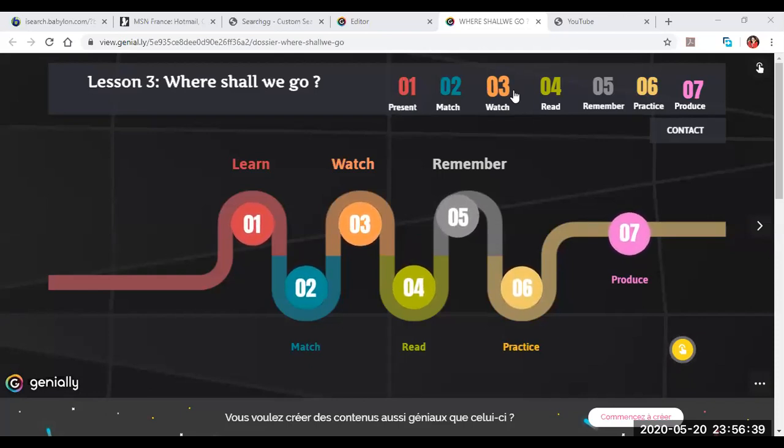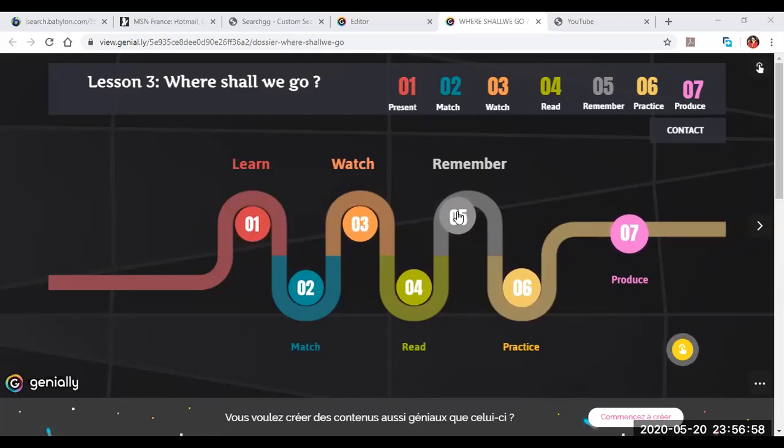Let's have a look at the lesson timeline to start with. In the first place, you are going to learn something new. Then you are going to match. After that, you are going to watch. After that, you're going to read. Then you're going to remember. Then you're going to practice. And lastly, you are going to produce. Are you ready to get started? Okay, let's jump into it.